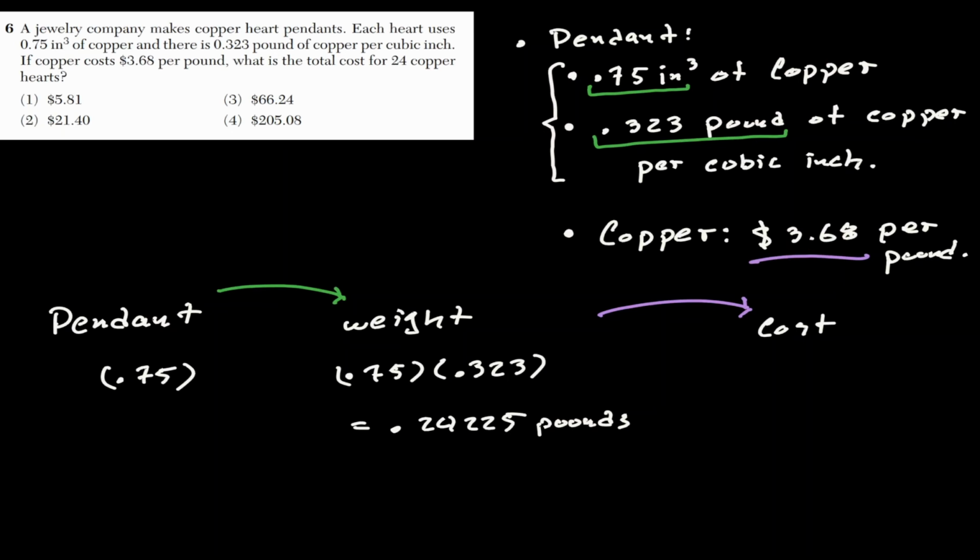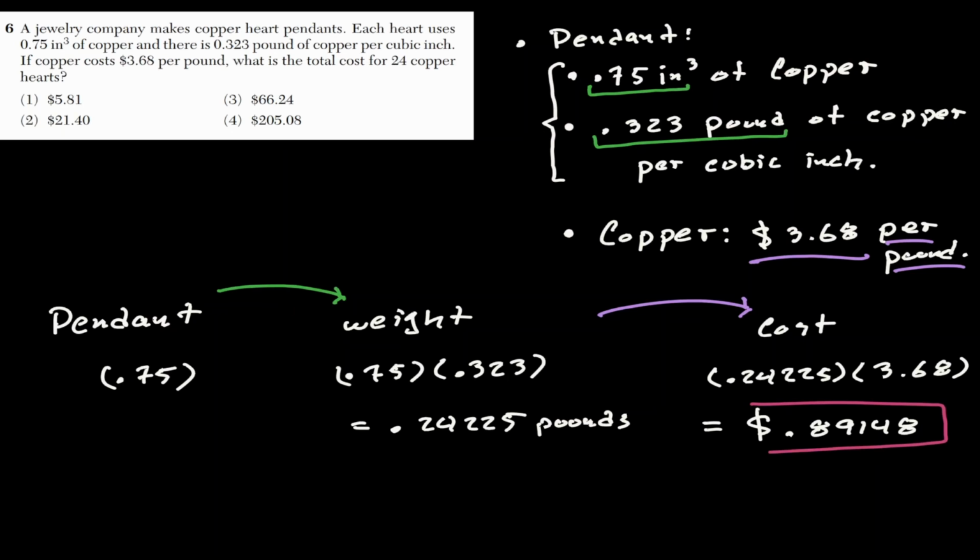And if we want to figure out now the cost of this heart, well, we have that information. It's about 3.68 per pound. But we already know that there's about 0.24225 pounds in this copper heart. So let's multiply those two: 0.24225 times the price, 3.68. And when we do that, we get that each copper heart costs approximately 89 cents. So this is the cost of just one heart.